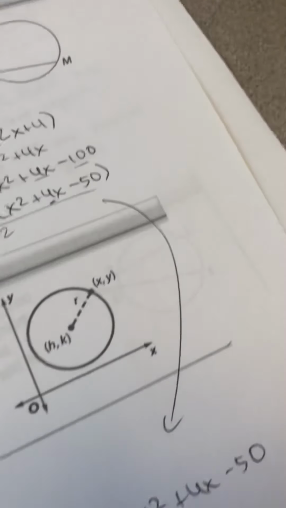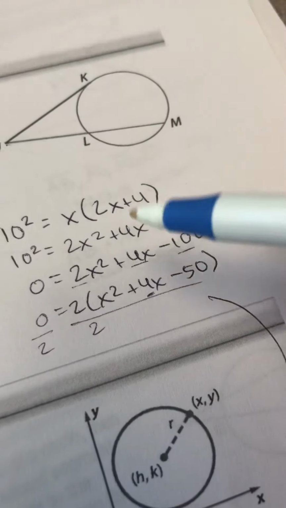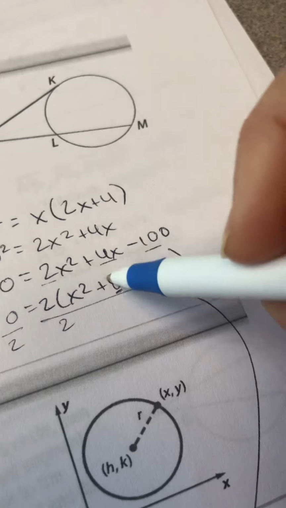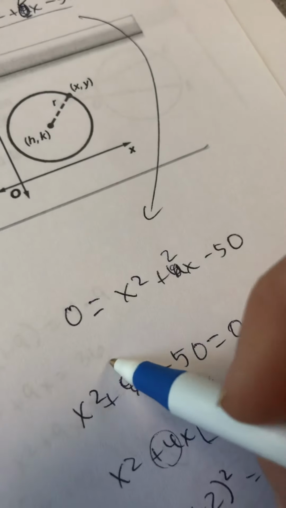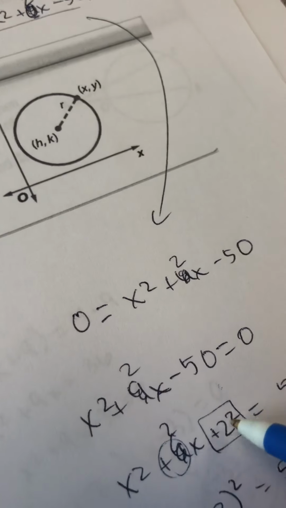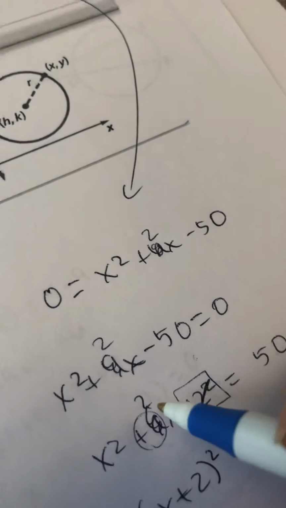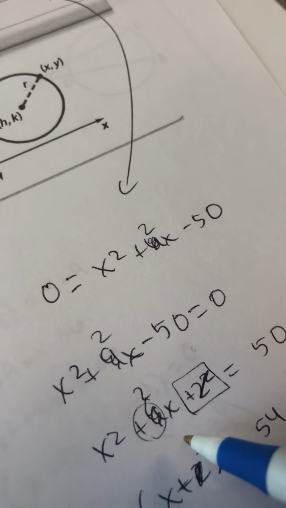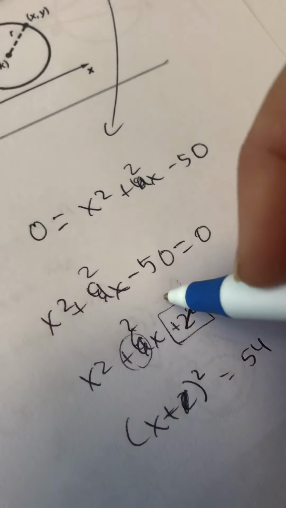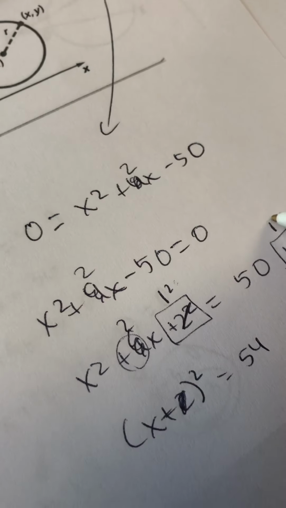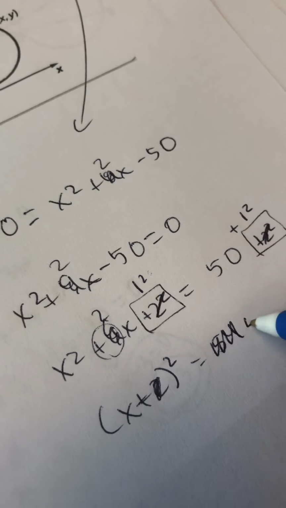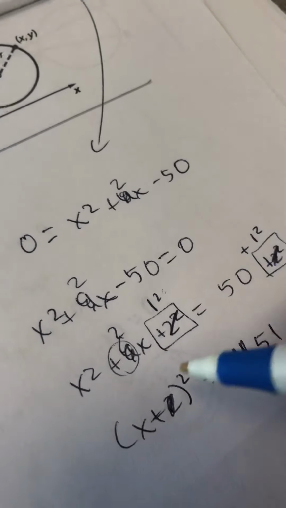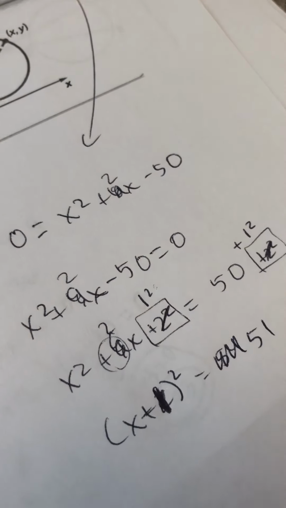Oh, hold on, I'm coming back up here. You all probably already noticed this. This should be a 2x right here. I apologize. And that should be a 2x. So I really should have added half of b here, which is 1. 1 squared is just 1. So I'm adding 1 squared to both sides. Sorry about that. So that's 51. So now this is the quantity x plus 1 squared.